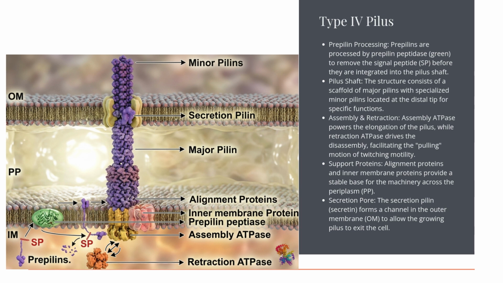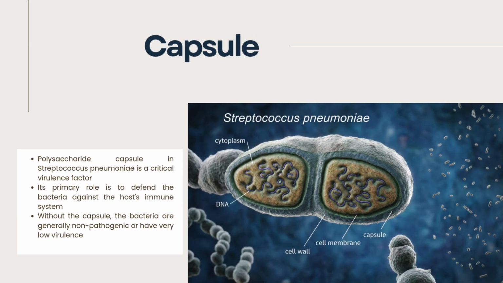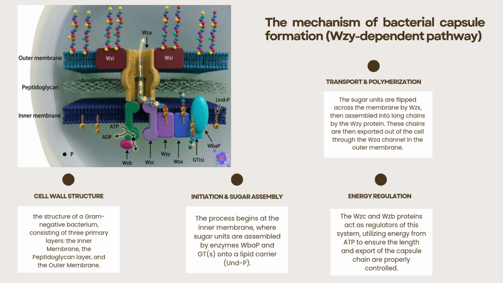Capsule and slime layer. Extending beyond the cell wall, many bacteria possess an additional layer known as a capsule. While not present in all species, the capsule is vital for pathogens such as Streptococcus pneumoniae. These capsules are typically composed of polysaccharides, though certain species, such as Bacillus anthracis, produce capsules made of polypeptides. The thickness of the capsule is often influenced by the growth medium.